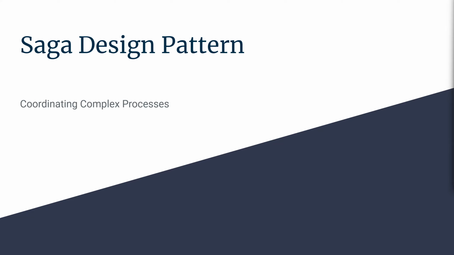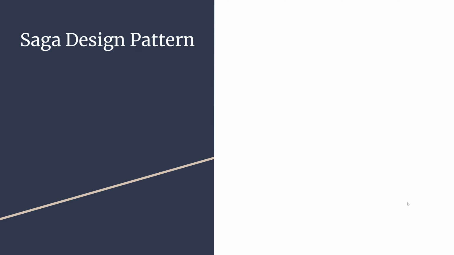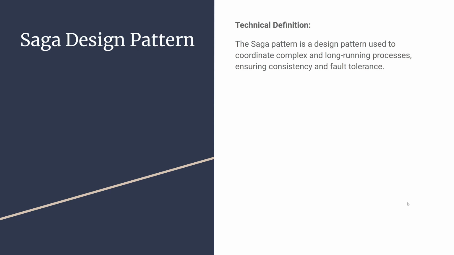Hello, welcome. Today we're going to be learning about the Saga design pattern and how it helps us with coordinating complex processes. So first, let's start with the technical definition. The Saga pattern is a design pattern used to coordinate complex and long-running processes, ensuring consistency and fault tolerance.